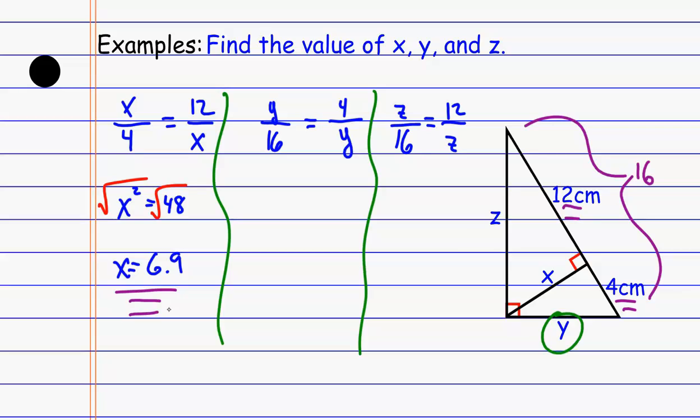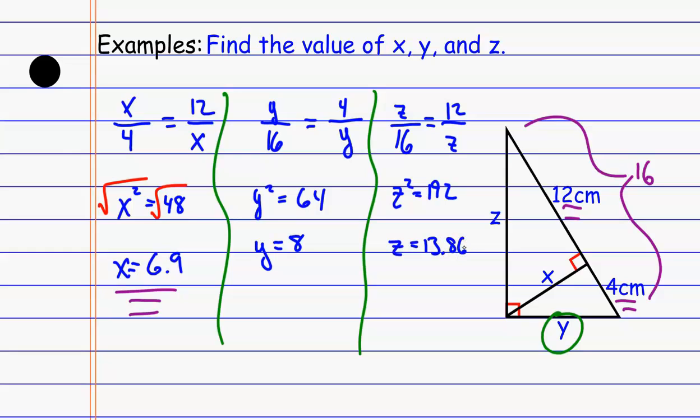And so from here, I go ahead and solve these. I'm going to cross multiply and solve for y and z. So here I get y squared equals 64, so y equals 8. Here I get z squared equals 192, and then I take the square root of each side and find out that z equals, again, plug it into your calculator, it's approximately a 13.86.